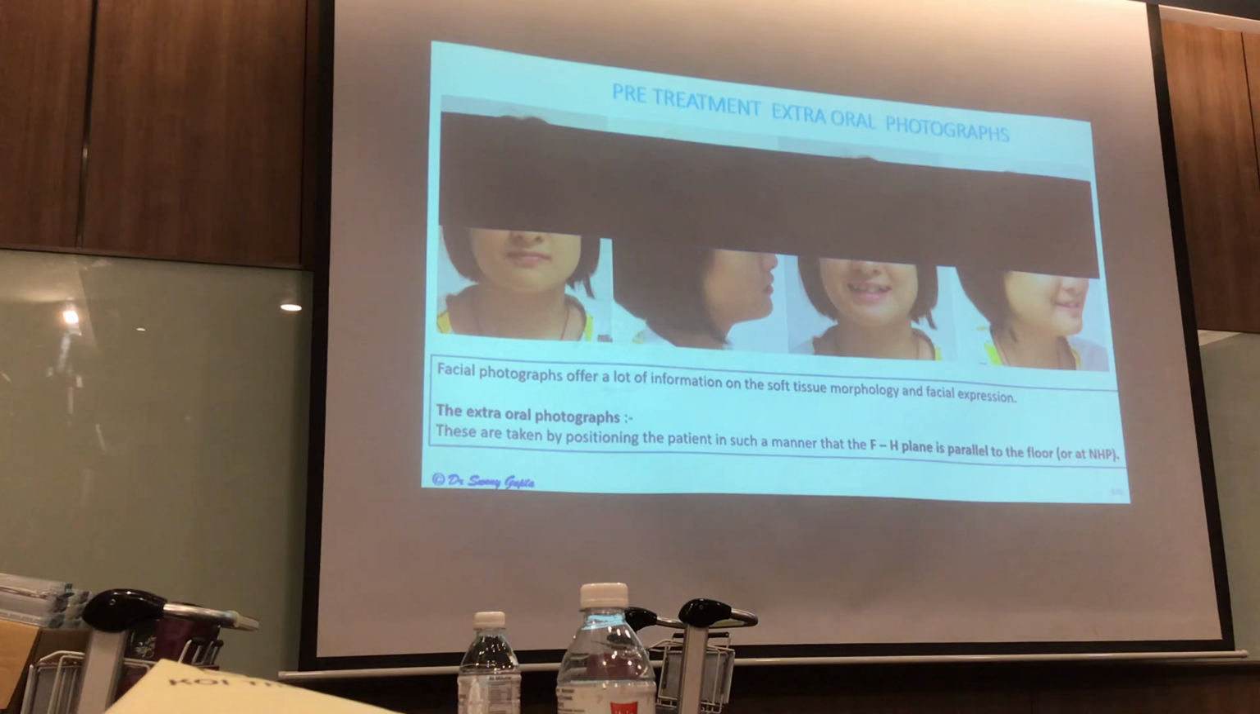You will get information regarding the nasolabial angle. You will get information regarding the profile of the patient. You will get information regarding whether it's a class 1, class 2 or class 3 patient. You will get information regarding whether the patient has a horizontal growth pattern or a vertical growth pattern. You'll get information regarding the nose-chin-lip relationship, which we also call the E-line.